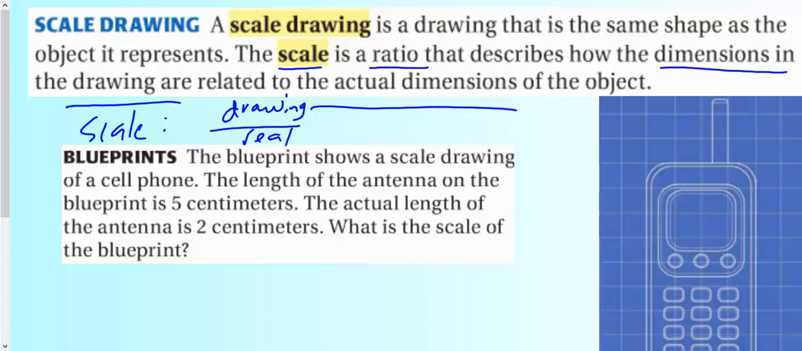The length of the antenna on the blueprint is 5 centimeters. The actual length of the antenna is 2 centimeters. What is the scale of the blueprint? So this one's blowing up. Sometimes they're shrunk like a map, and sometimes they're blown up, like this one here, to show detail.